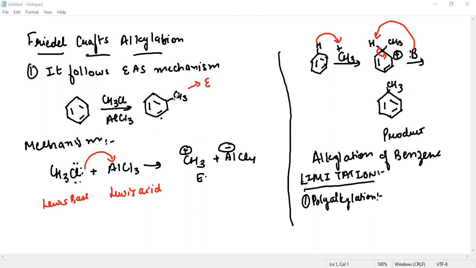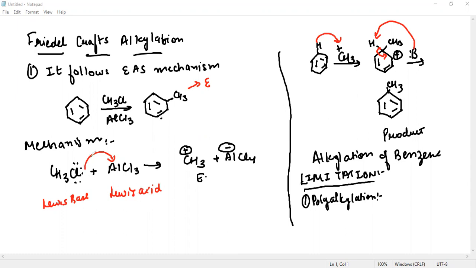So CH3 should be your electrophile so that you can place it on the benzene ring. Now you should be able to understand that. CH3Cl is donating electrons to the other reagent, AlCl3, so it is acting as a Lewis base, and AlCl3, since it is accepting the electron pair, is acting as a Lewis acid. You might want to recall your Lewis acid and Lewis base definitions.